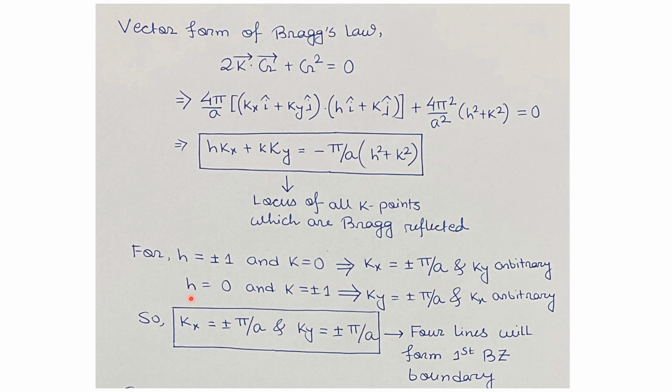Similarly, we can put h equals 0 and k equals plus minus 1. This will lead to ky equals plus minus pi by a, and kx can be any arbitrary value. So from the combination of these conditions, we get kx equals plus minus pi by a and ky equals plus minus pi by a. These are constructing the boundaries for the first Brillouin zone. These 4 lines give the first Brillouin zone boundaries, which we have already seen in the first schematic diagram.